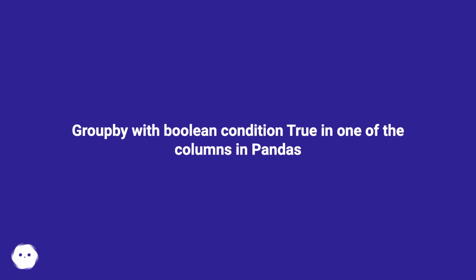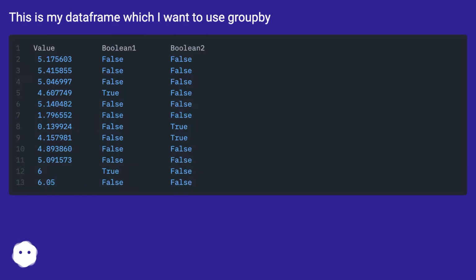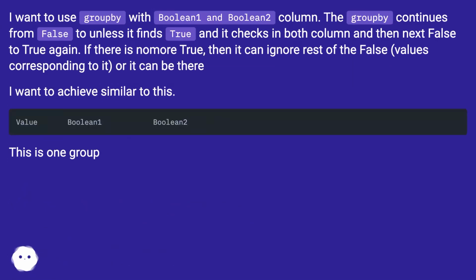Groupby with Boolean condition true in one of the columns in Pandas. This is my data frame which I want to use Groupby. I want to use Groupby with Boolean 1 and Boolean 2 column.